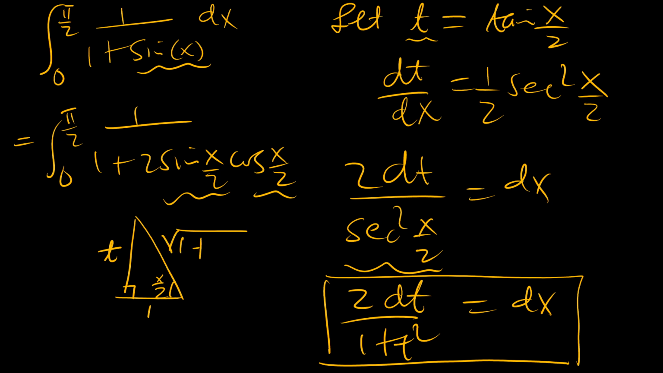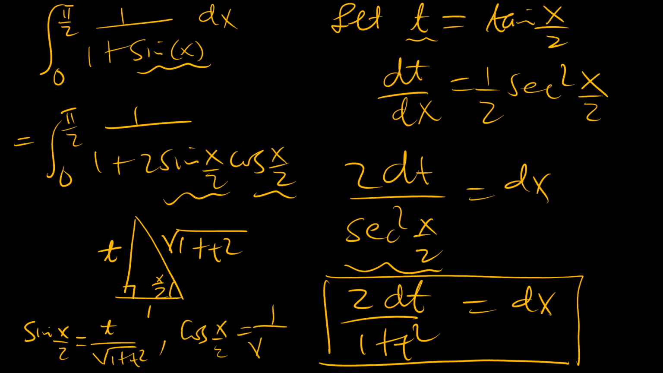and the hypotenuse becomes square root of 1 plus t squared using Pythagoras theorem, such that the sine of this angle x over 2 is the opposite over the hypotenuse. So sine x over 2 is equal to t over square root of 1 plus t squared, and cosine x over 2 is equal to adjacent over hypotenuse, which is 1 over square root of 1 plus t squared. Right, so now we have a way to express sine x over 2 and cosine x over 2 in terms of t.